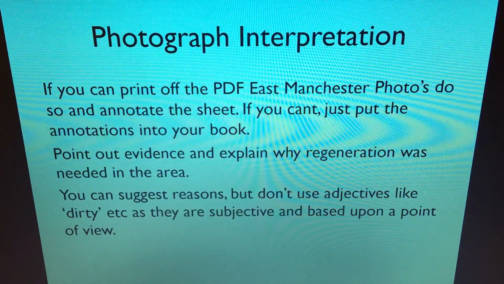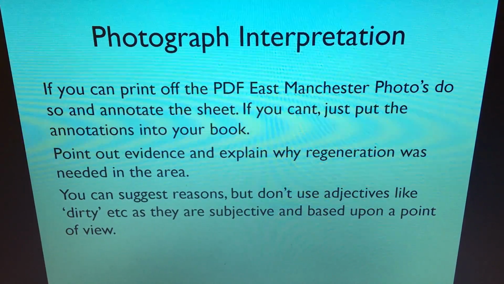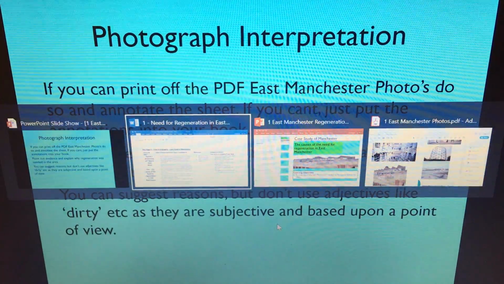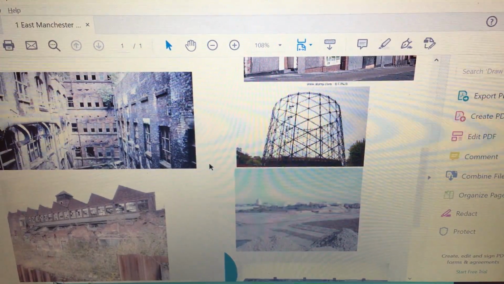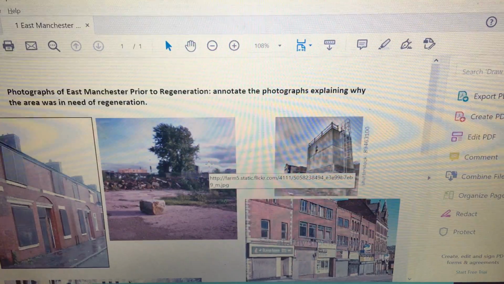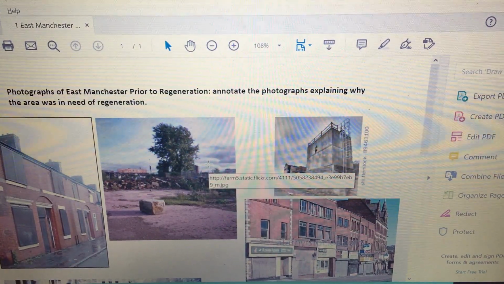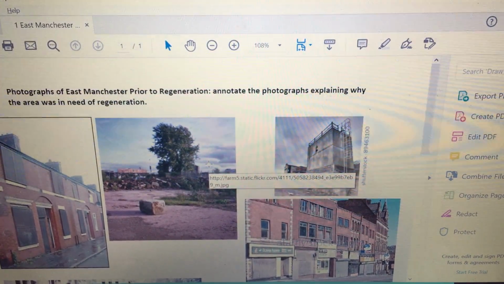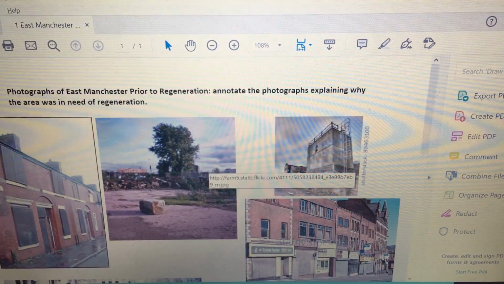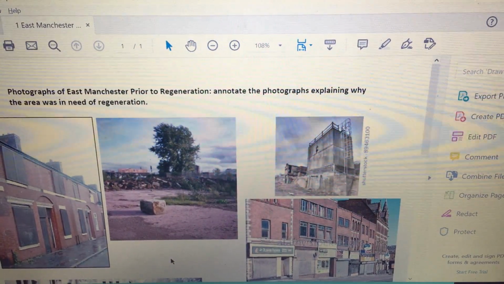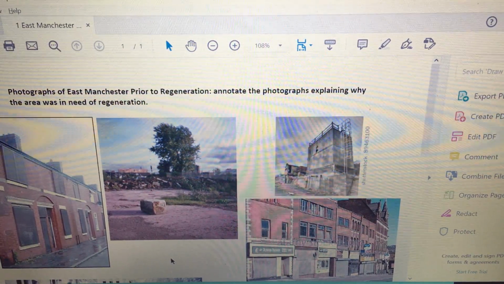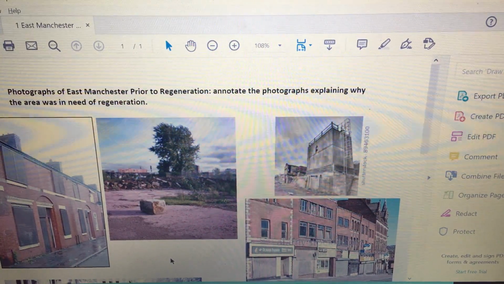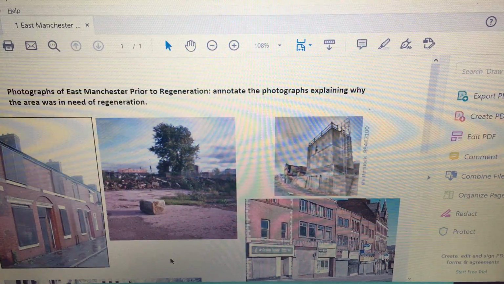Okay, now that you have done that, what I've also sent to you is a PDF of East Manchester photos. It looks not just somewhat, but exactly like this. And obviously, if you can manage to print this off, if you've got a printer at home, you can annotate the photographs, as it says there in the instructions at the top, trying to explain why the area was in need of regeneration. One of the things that I did mention to you, because I talked to you about this activity last week, is not to be using descriptive terms like it's dirty or it's scruffy, because that in itself isn't a reason why it was in need of regeneration.